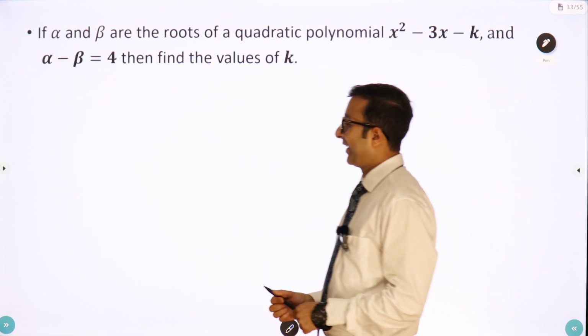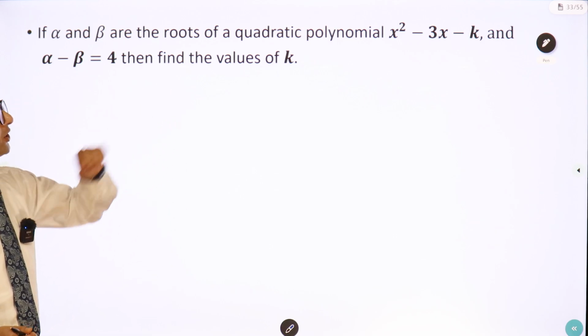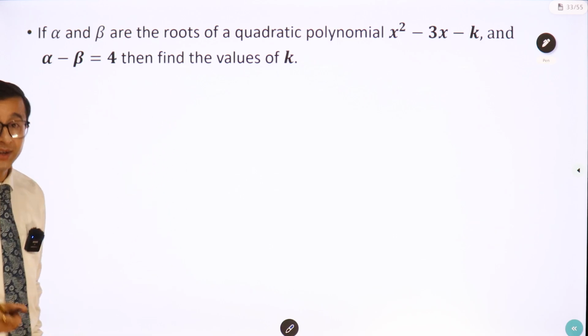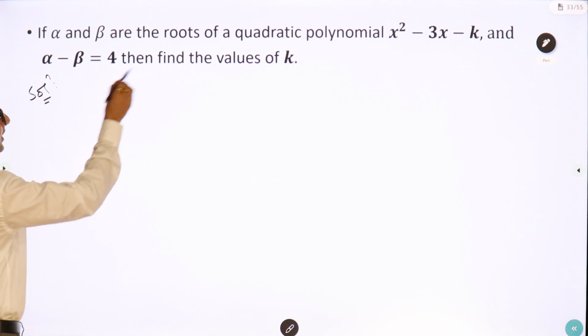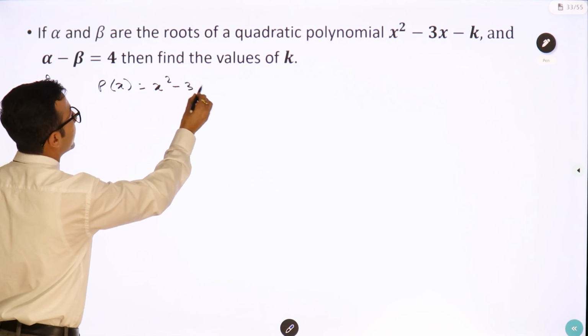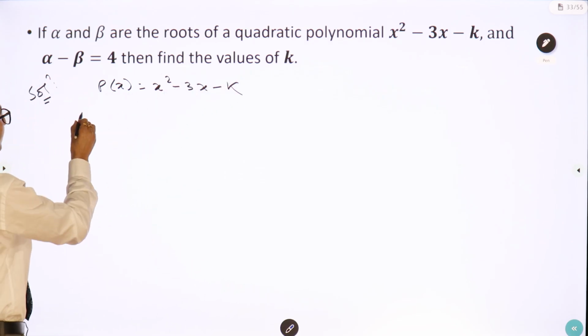Next question. If alpha and beta are the roots of a quadratic polynomial p(x) = x² - 3x - k, and alpha minus beta is 4, then find the value of k. Solution. First, you can say that p(x) is equal to x² - 3x - k. So alpha and beta are the roots.